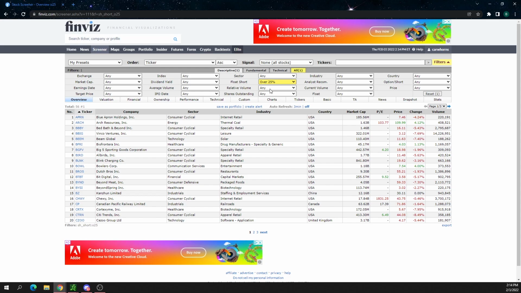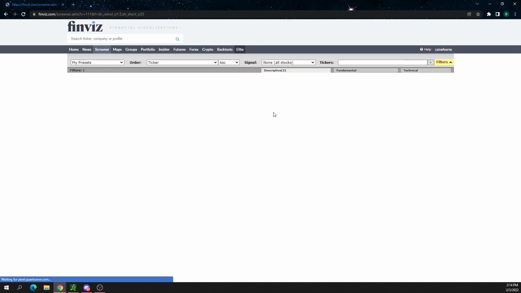So after you choose your float short, you're then going to go to relative volume. And what I like to choose is in between 1.5 and 2. So we're just going to choose 1.5.